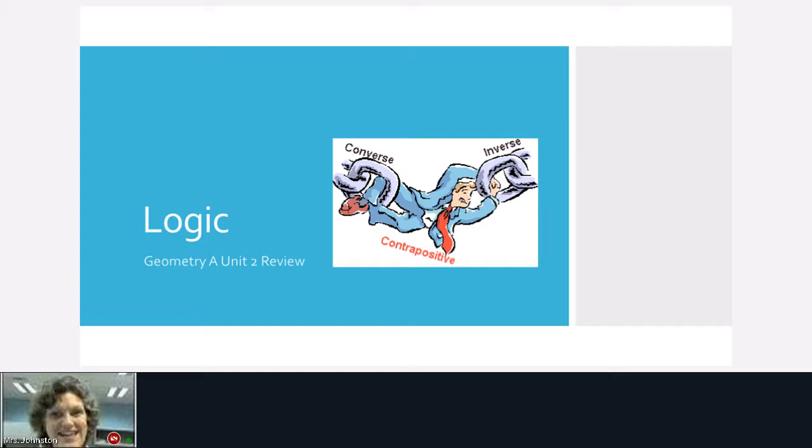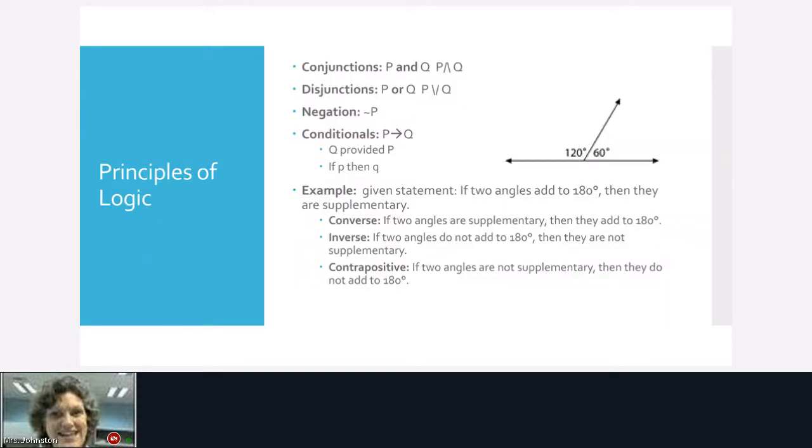Now, you may have heard of logic before, but probably not in the way we're using it in geometry. There's a lot of vocabulary included in this unit, and some of it you will need to know for the unit test. So I've tried to pick out just those things that you most need to know for the test. So let's get started. First of all, some principles of logic, and of course, some vocabulary.